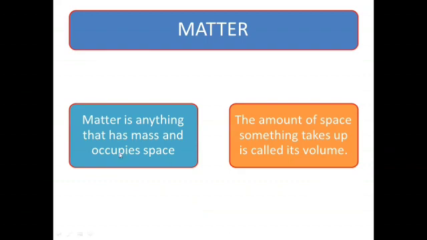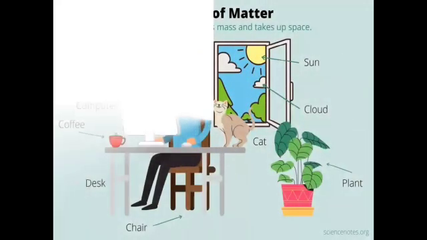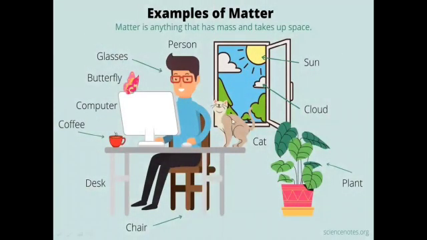Now, in order to understand more clearly what matter is, let us look at the following examples. Here, my dear students, in this picture we can clearly see some examples of matter. All the arrows indicate examples of matter because all of them occupy space and have mass.